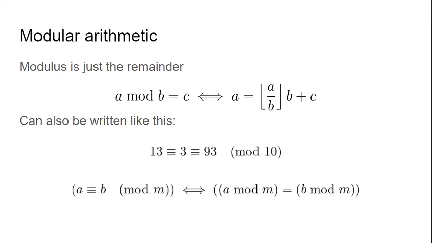An important concept to understand for RSA is modular arithmetic. Modular arithmetic is math that's done mod some number. Mod, which is short for modulus, just means the remainder. So if you do something modulo 10, for example, 13 and 3 and 93 are all equivalent.